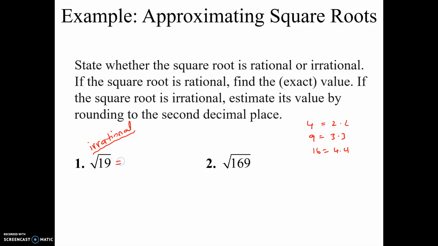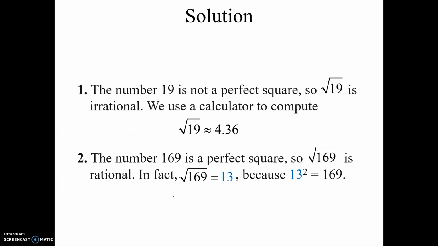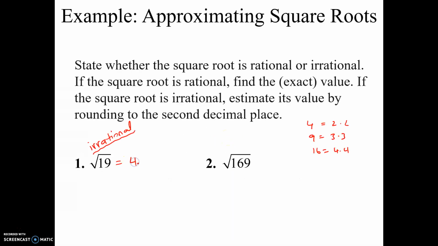If you put square root of 19 in a calculator, the answer is approximately 4.36. And test that out on a calculator just to make sure that you're able to do it. So square root of 19 is approximately 4.36. And notice we don't put equal to, because equal to means that this is exactly 4.36. We put this symbol, which means it is approximately 4.36. But when we're rounding to the second decimal place, we have to look at the number after the 6.